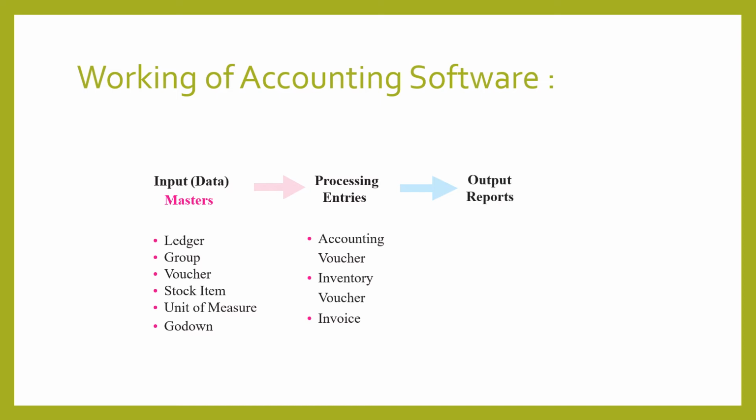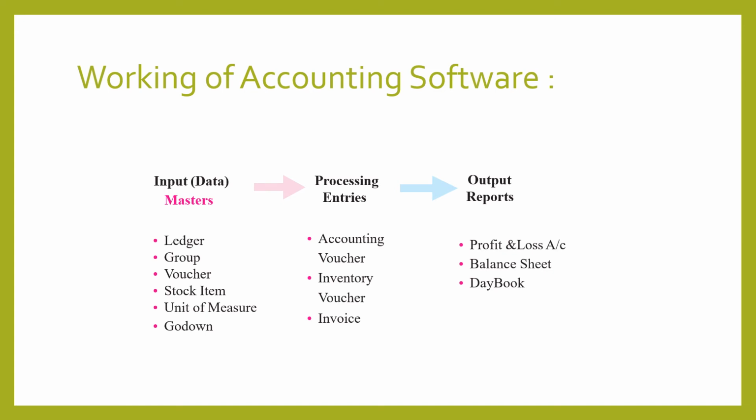Then what is the output report we get? In that, based on the ledgers, groups, vouchers, stock items, and unit of measure, we can generate the profit and loss account, which is a final statement. You can see whether the company is in profit or loss with the help of the profit and loss account. Second one is balance sheet. It is a statement of assets and liabilities. So that also we can see.